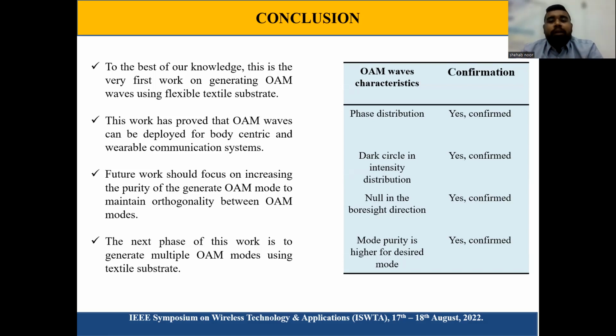There are four parameters that we need to consider to confirm that we have generated OAM waves. The first one is the phase distribution. Yes, we have confirmed that because we have obtained a spiral phase distribution. The dark circle in the intensity distribution, yes, we also have obtained that. And a null in the boresight direction, yes, in the 2D polar form we have found that there is a null in the boresight direction, and the mode purity is higher for the desired mode. Yes, for mode 1, the purity was highest for our desired mode.